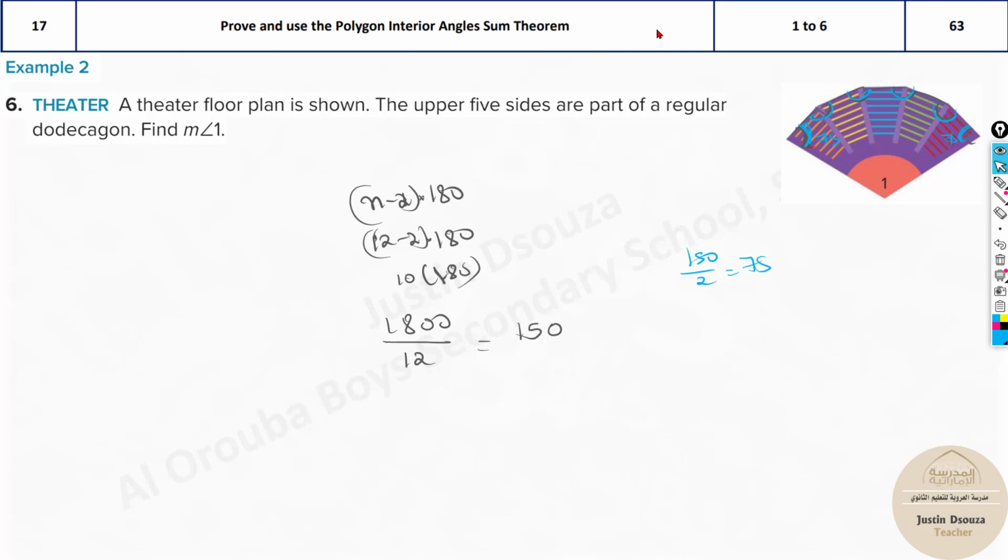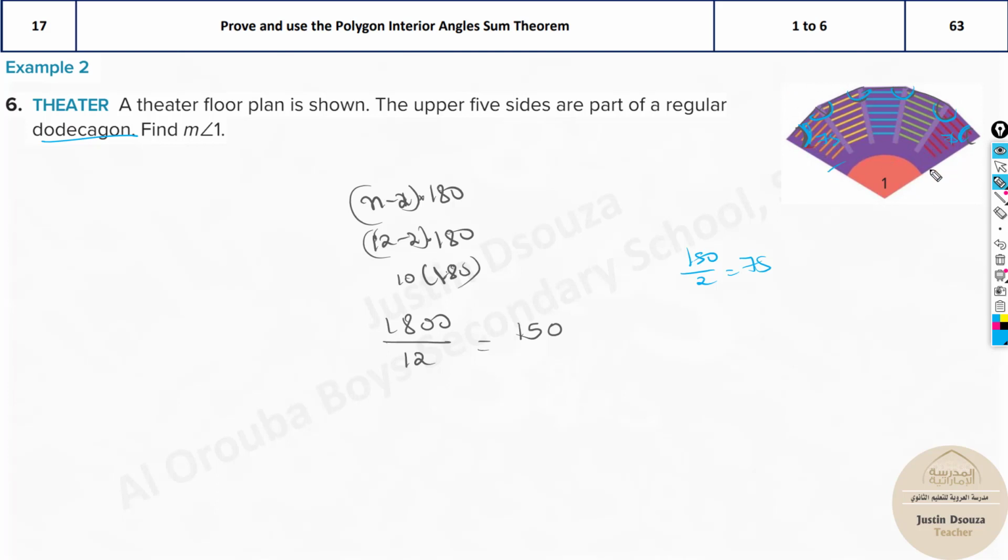Now there is one more thing. We need to solve A, right? So I have found all these 75, 150, 150. That's fine. But how do I find this one? How do I relate it? We did this for the dodecagon because they mentioned it and we found these sides. But now you need to apply the sum of interior angles to this particular shape.